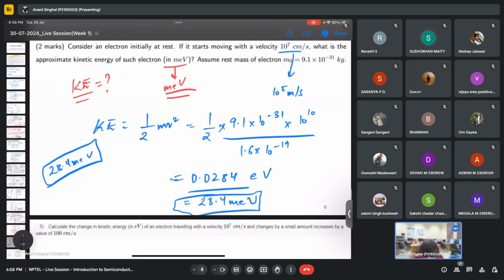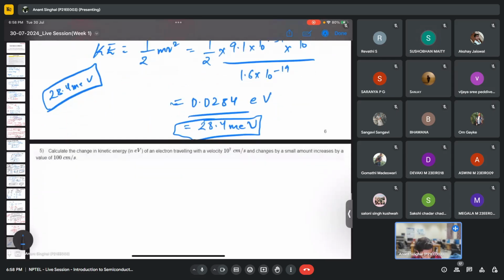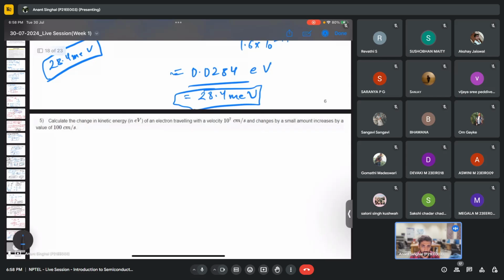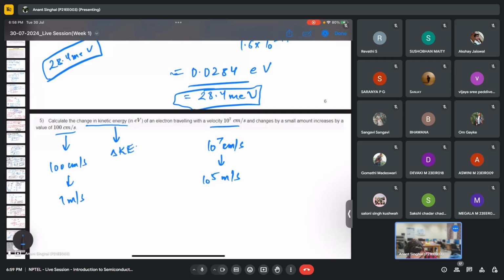Fine then. Let's proceed. So now this is a very similar problem. Please try to solve it by yourself. We need to apply the same approach as we did in the previous problem. We need to just calculate the change in kinetic energy if the velocity that we have in the previous question was 10 raised to 7 centimeter per second, if it changes to 100 centimeter per second, or you can write it as 1 meter per second, what will be the change in the kinetic energy? Shall I give you 2-3 minutes, or shall I solve it? You can tell directly.